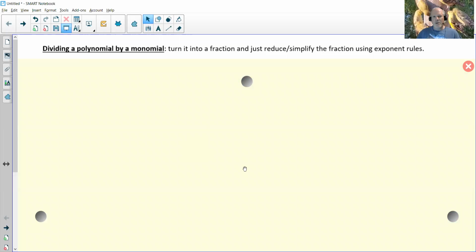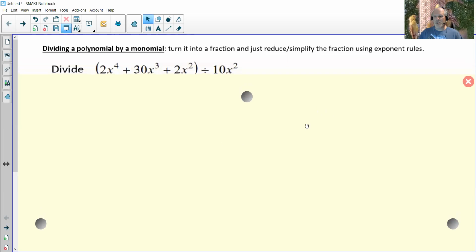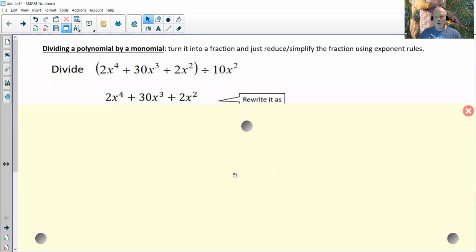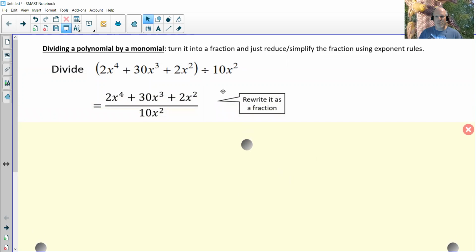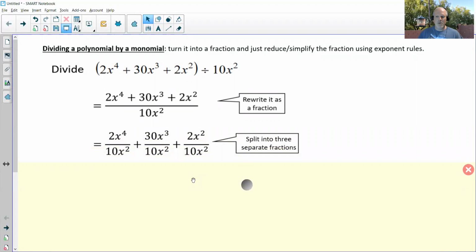So when we divide a polynomial by a monomial, we do this by turning it into a fraction. For example, if we're given this problem, we're going to express this as a large fraction, and we'll put the divisor underneath of the fraction bar. And then what we can do is split this into three individual fractions where each term of the trinomial numerator is its own fraction over the monomial denominator.